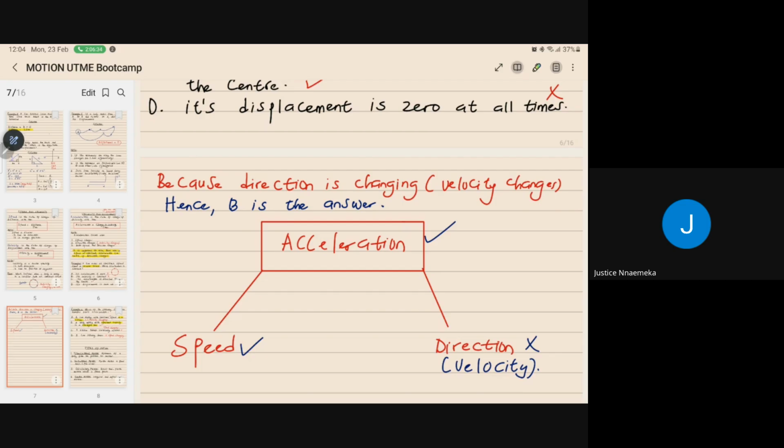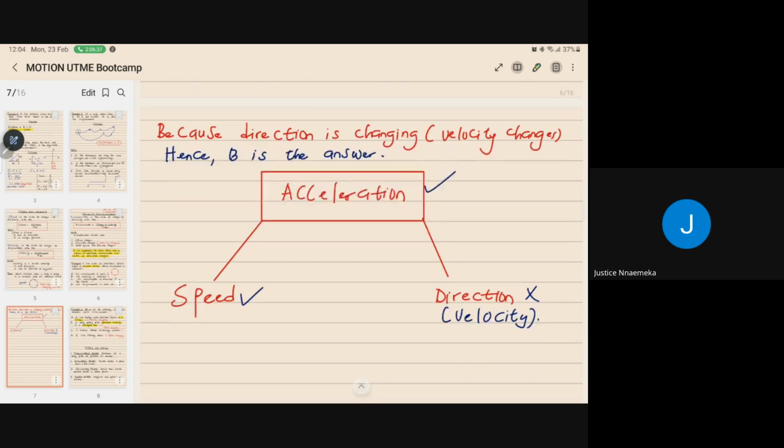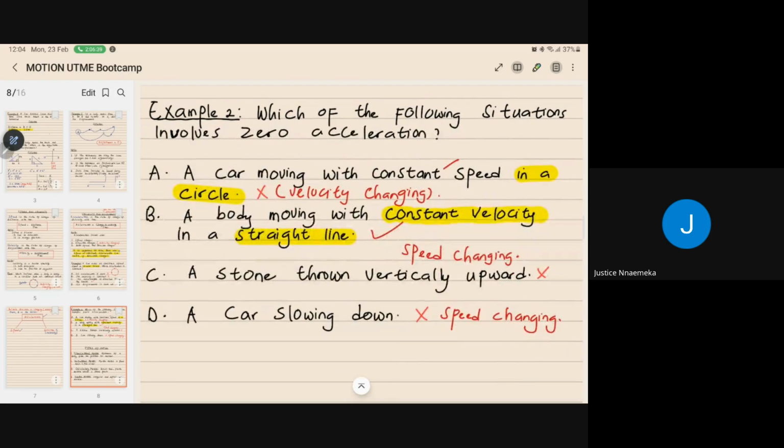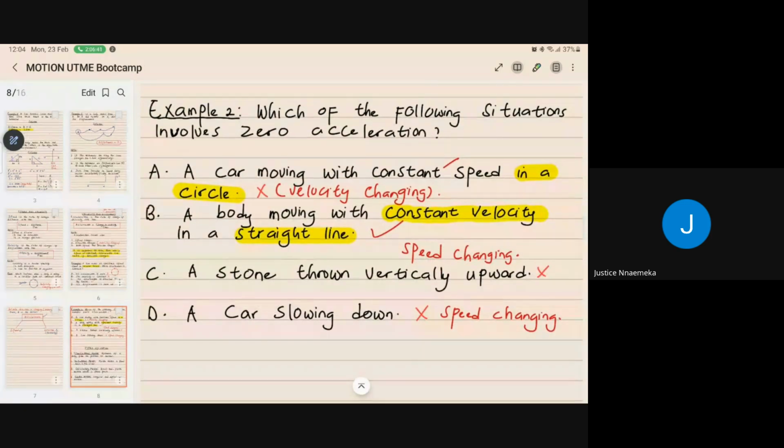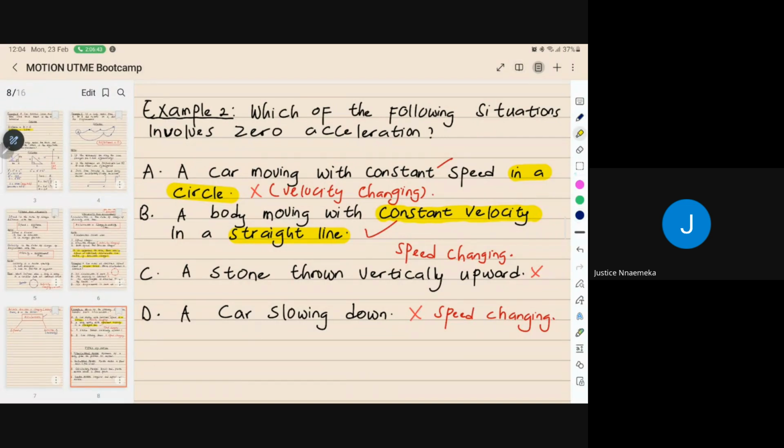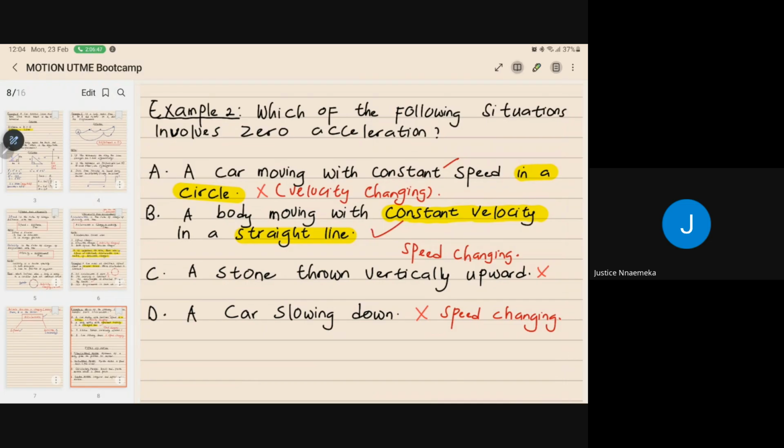So that was the structure I drew in class, right? That was the structure that we used. After that, we answered other questions, right? When do we say that acceleration is changing? When do we say that it is not changing? So that was what we did, and we answered some questions on that.